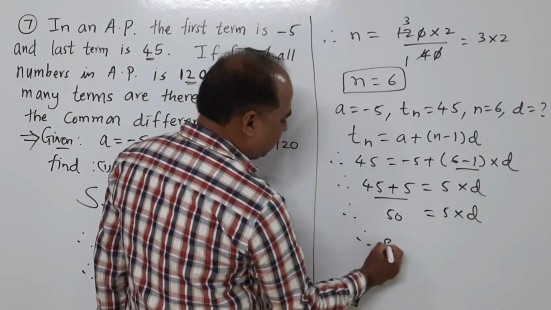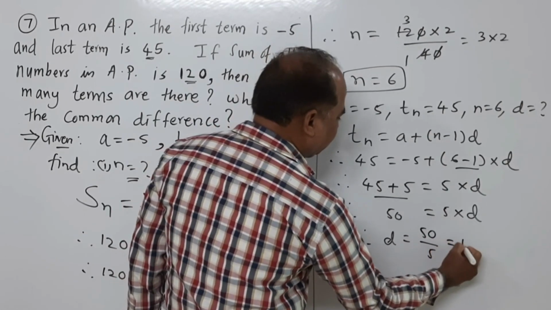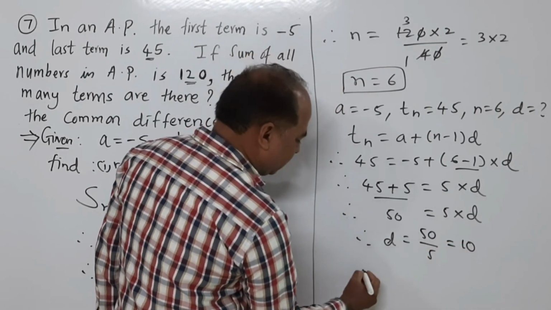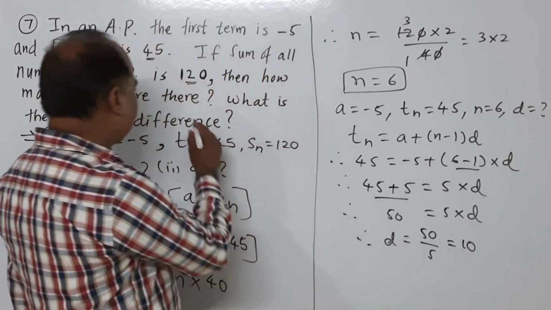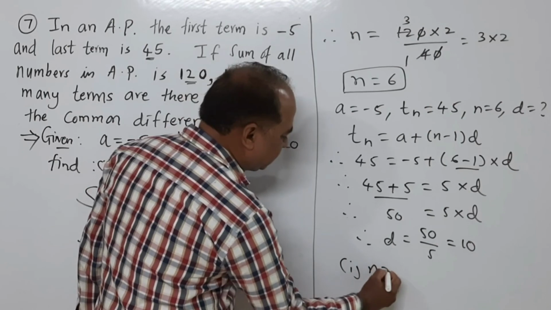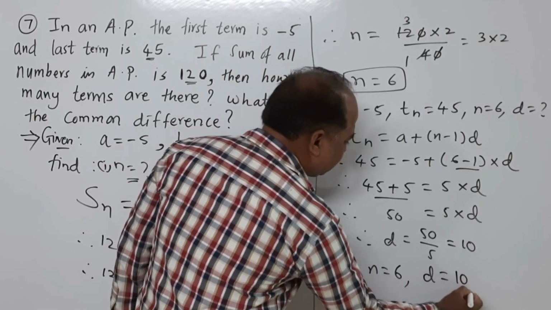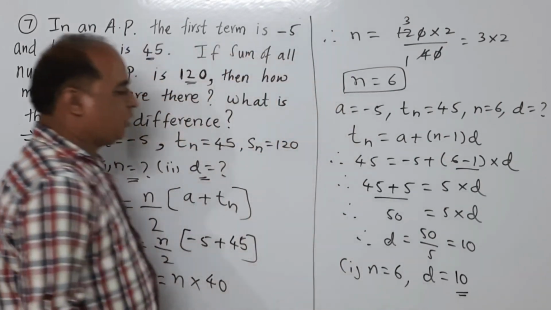Therefore the common difference d is equal to 50 upon 5, which is equal to 10. So the number of terms is the final answer: n is equal to 6 and common difference d is equal to 10. One arithmetic progression.